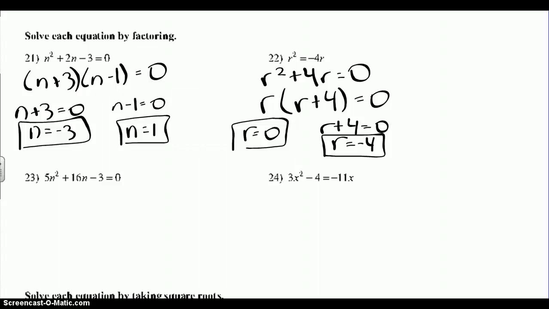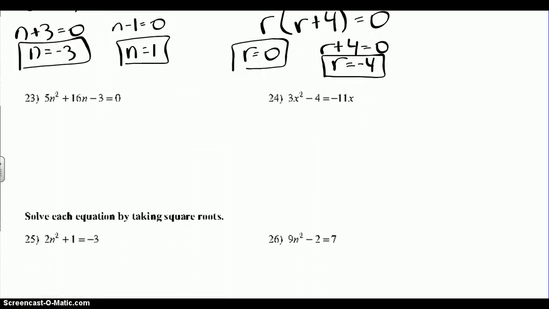Okay, 23 and 24 are a little more difficult because this is when a is not 1. So what I'm going to do here is, if I have 5n squared plus 16n minus 3, really quickly I did make a mistake here, so let's make it a +3. Okay, that's what's going to allow us to factor it. Okay, so I'm going to go to the next page and I'm going to do this on a separate sheet so we can show you all the steps.